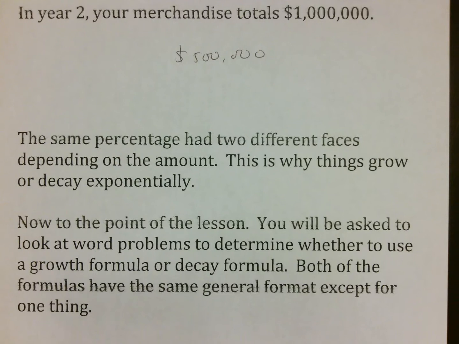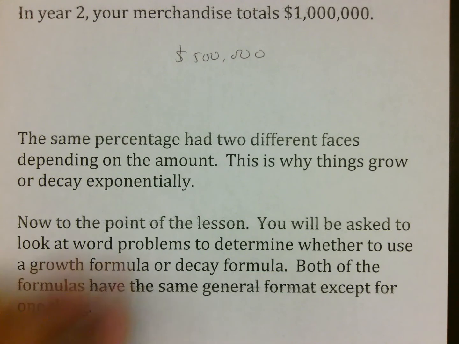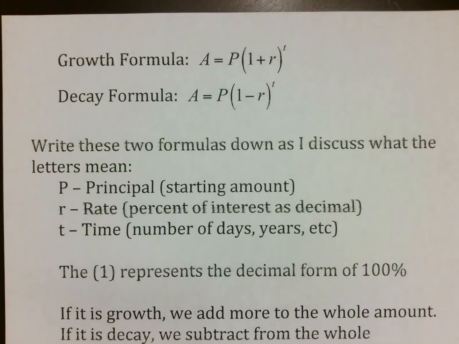So to the point of the lesson, you're going to be asked today to look at word problems to determine whether to use a growth formula or decay formula. Both of the formulas have the same general format except for one thing. The growth formula is A equals P(1 plus R) to the power of T. The decay formula is A equals P(1 minus R) to the power of T. Write those two formulas down as I discuss what the letters mean.